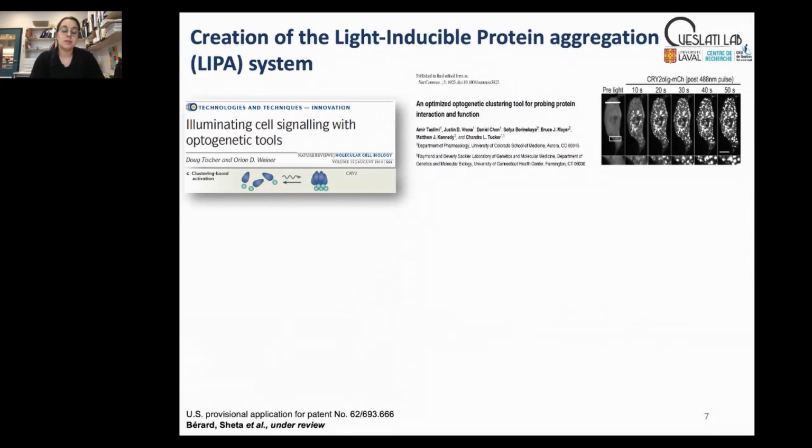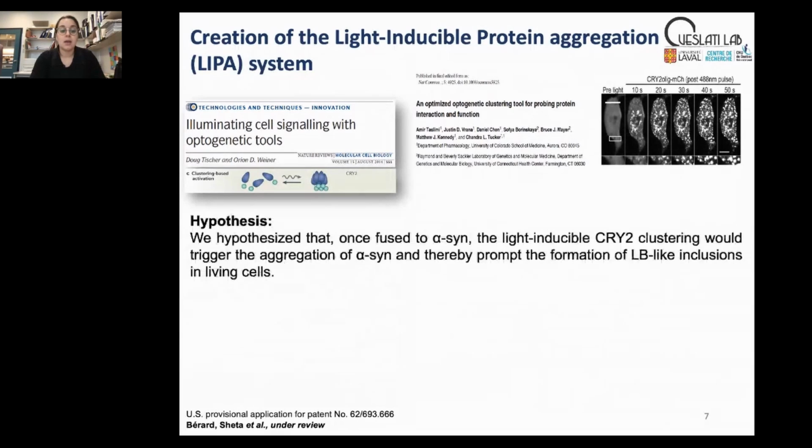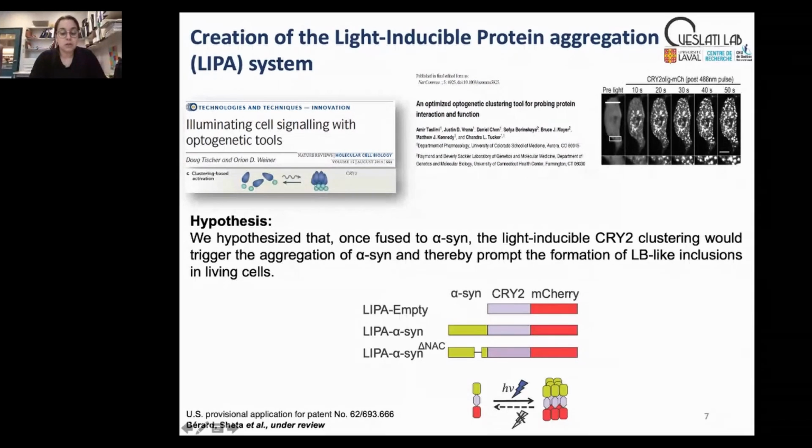So what we wanted to do is make use of such an application and fuse our alpha-syn to the light-inducible Cry2 system, thereby promoting the formation of LB-like inclusions in living cells. We engineered 3 constructs, including LIPA-empty, which is our control construct with the absence of alpha-syn, and our alpha-syn construct, which includes alpha-syn fused to Cry2 and mCherry. Finally, another control we introduced is the mutated form of alpha-syn, a non-aggregatable form of alpha-syn fused to the Cry2 mCherry.